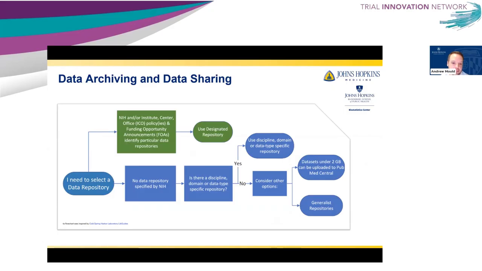If that's not the case, or you have reason to go against that, is there a discipline or domain specific data type repository where you might use that to align it with the therapeutic area being studied? If that doesn't exist, maybe it's rare disease and there isn't a true database for that area, there are generalist repositories. So kind of agnostic, good for any clinical trial. And there's always the option in that whole fit for purpose where if you have a small study, for example, and your data sets are under 2 gigs, they can actually just be included as supplementary material in PubMed Central with that publication component, and you may not need a separate external repository.